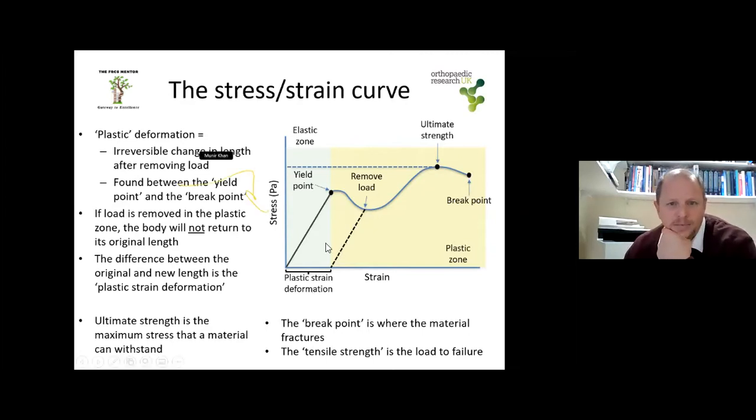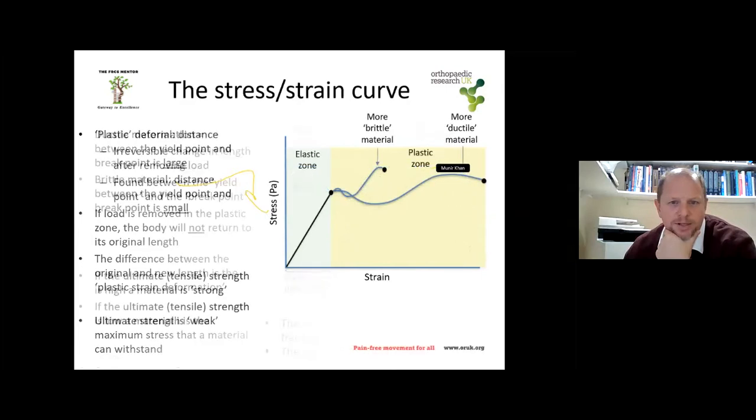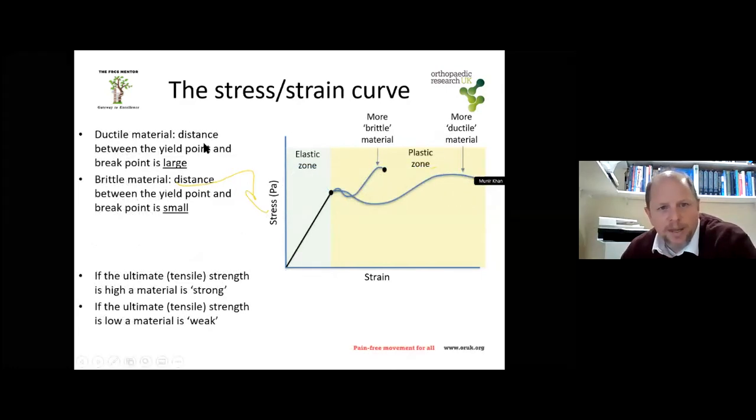These are the really key points of the stress strain curve that we need to understand, because from that we get a lot of information. The other thing that we can tell when we look at two different materials on a stress strain graph is whether they're brittle, and the opposite of brittle is ductile. Brittle basically means that the distance between the proportional limit and the break point is very close, whereas a ductile material is able to undergo a lot of plastic deformation, and so the distance between the proportional limit and the break point is far.